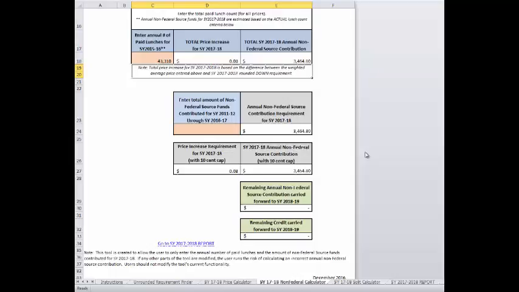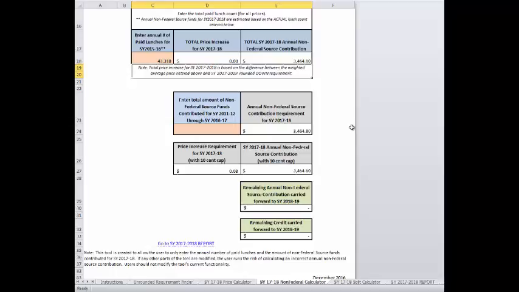If we scroll down a little more, we see that there's a box titled Enter Total Amount of Non-Federal Source Funds Contributed for School Year 2011-12 through School Year 2016-17. Now, before you fill this in, just take a minute. Many sponsors are under the mistaken impression that any funds they contributed to their nonprofit food service account must be entered into this box, and that's incorrect.